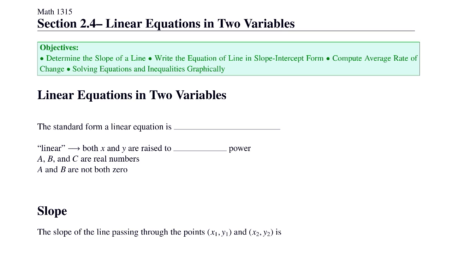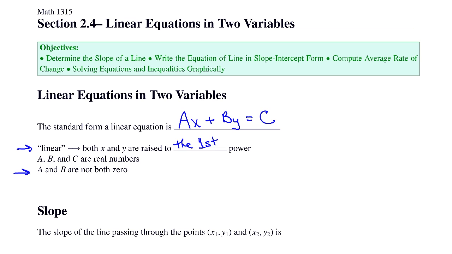In this lesson, we'll look at linear equations in two variables. Let's start with the standard form of a linear equation. That is ax plus by equals c. Here, the term linear means that both the x and the y variables are raised to the first power, and the first power alone. The a, the b, and the c are real numbers, and a and b are not both 0. In other words, one of the a or the b could be 0, but not both.